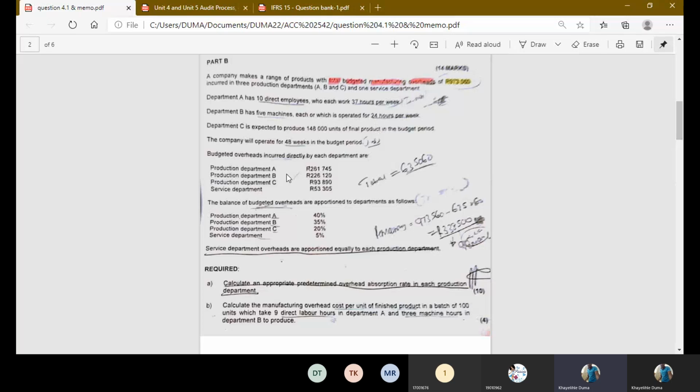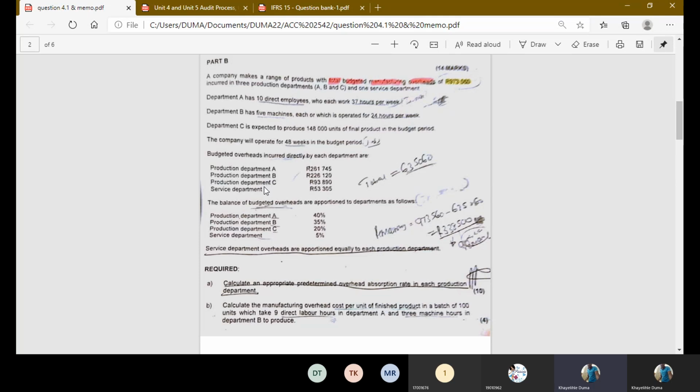Then it was part B of a certain question. The amount in yellow, 338,500, is the budget: the company was expecting to pay 338,500 in overheads. They have 3 production departments, A, B, and C, and 1 service department. Department A has 10 direct employees who each work 37 hours per week. Department B has 5 machines. Department C is expected to produce 148,000 units.